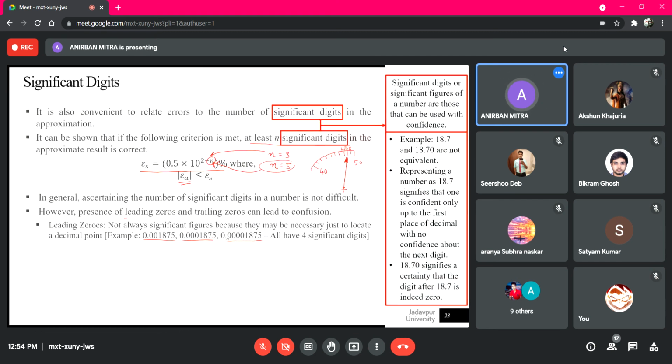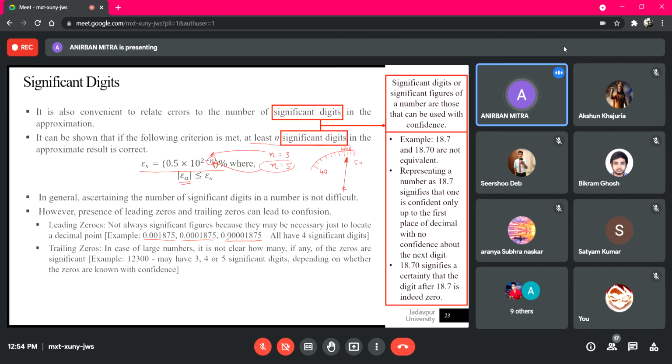Same happens for the trailing zeros as well. In case of large numbers, it may not be clear how many, if any, of the zeros are significant. If you have 12,300, you may have 3, 4, or 5 significant digits, depending on whether the zeros are known with confidence or not. So how can we remove such confusion? You may take resort to the scientific notation.